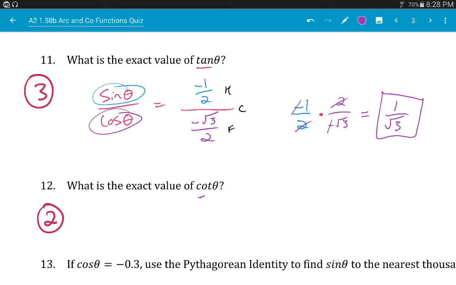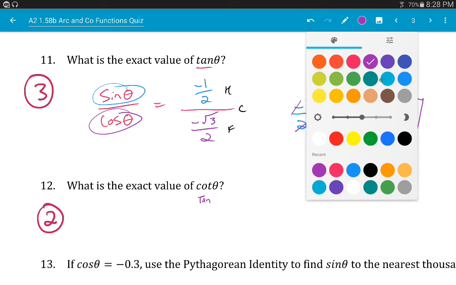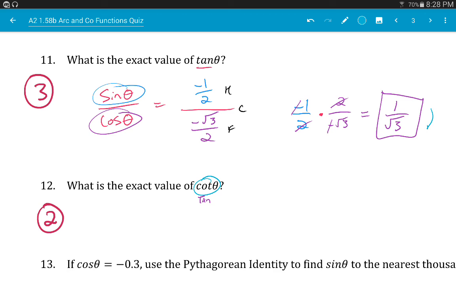Cotangent is just flipped tangent. So if I want cotan, all I have to do is flip this. Radical 3 over 1, which is just radical 3.